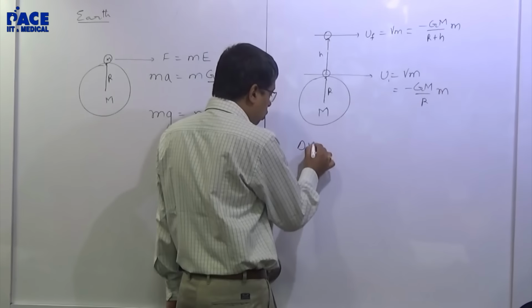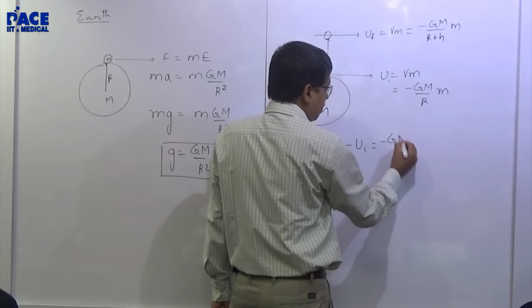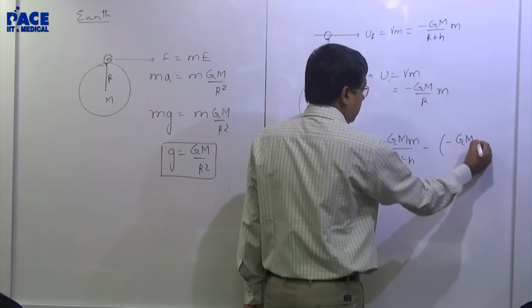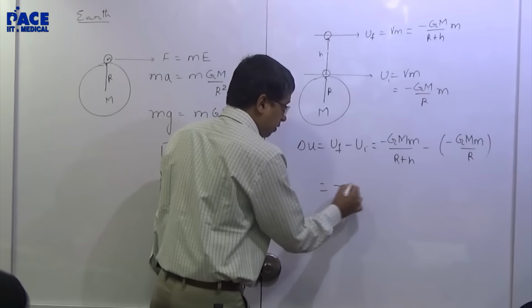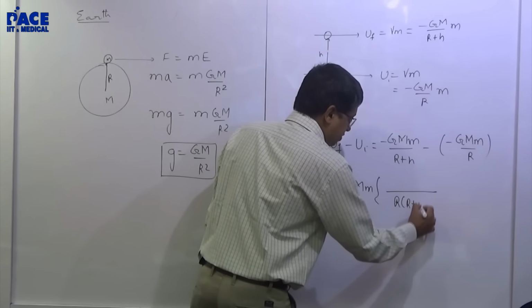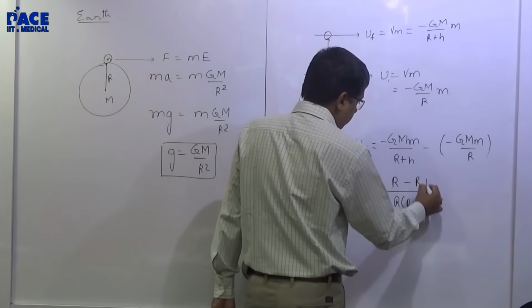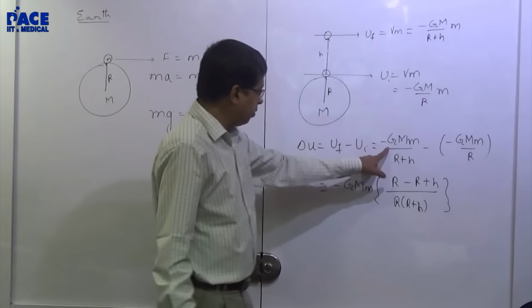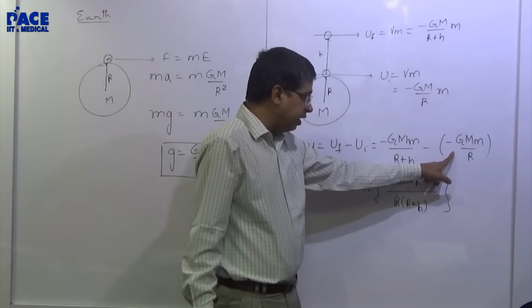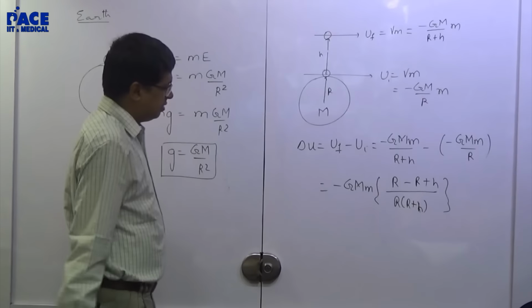What will be delta U? U final minus U initial. U final: minus G capital M small m by R plus h, minus of minus G capital M small m by R. Minus GM small m, R into R plus h. R minus R plus h. Hope my simplification is correct. I took negative sign outside. That means this will be positive, this will remain negative. So this will be R minus R plus h. Am I right? Right.